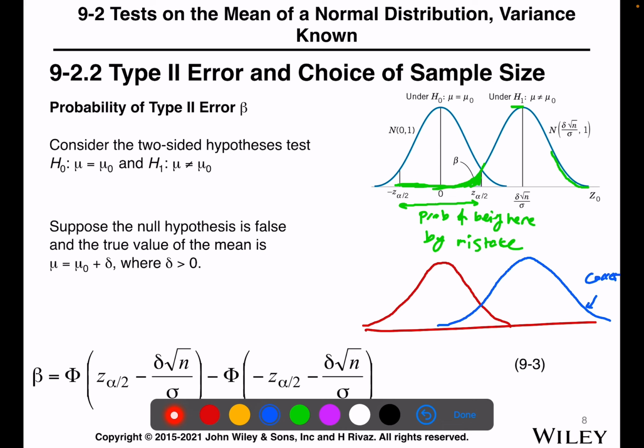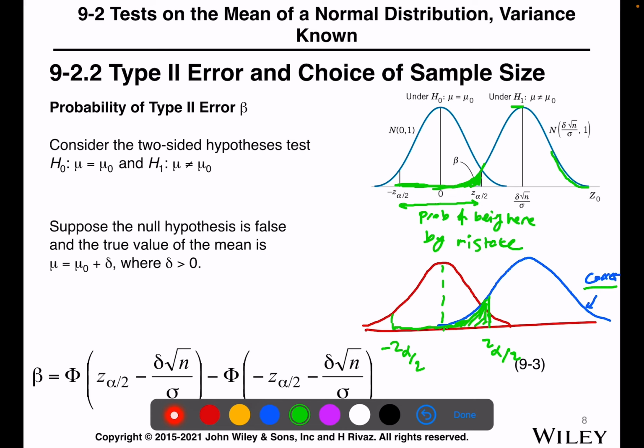And let's say this is Z of alpha divided by 2, and this is minus Z of alpha divided by 2. So we want to calculate the probability of being here. In other words, we are interested in this area under the curve up to here, basically in this green area. That's what we want to compute. So the area is computed from the correct curve.